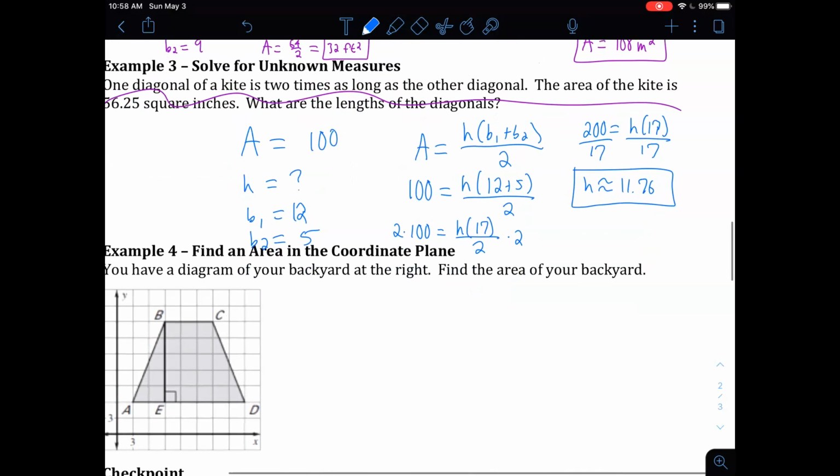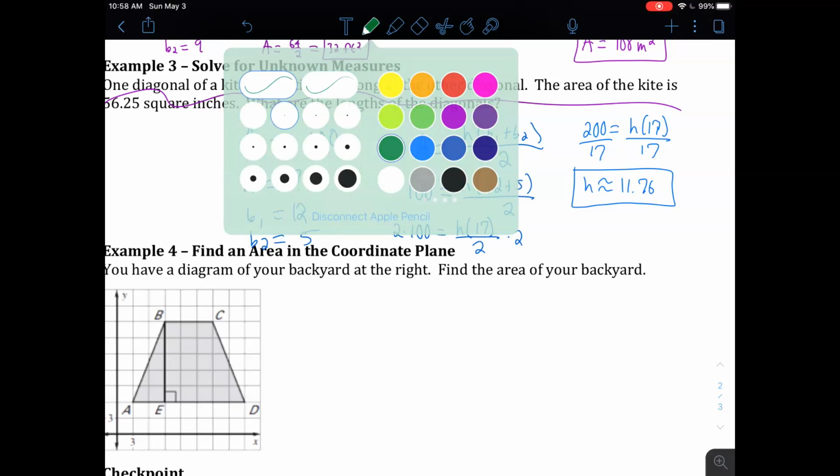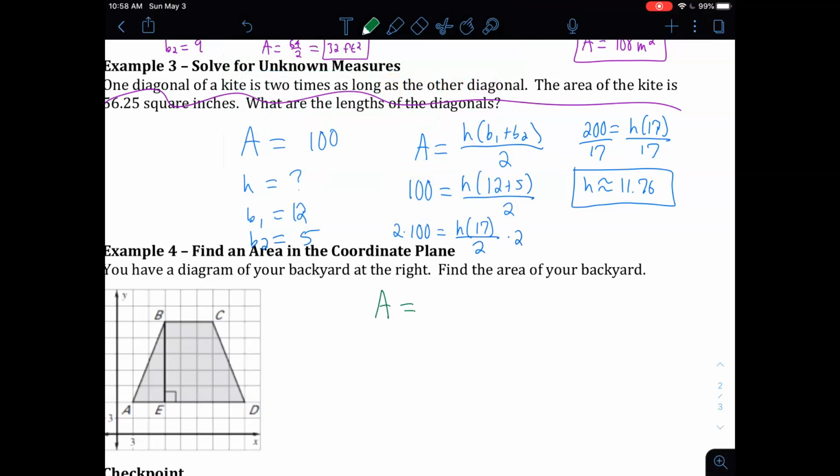Let's do another problem, where we find diagonal 1. So let's say the area of a kite is 54, and we know that diagonal 1 equals 10. We're looking for diagonal 2. We don't know what that is. Okay? So similar kind of problem.